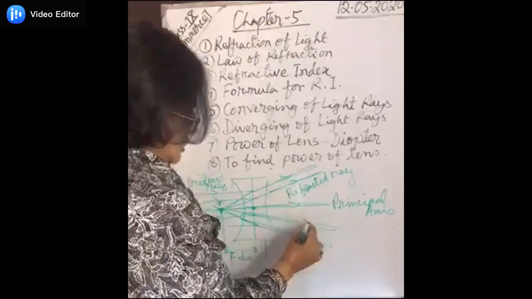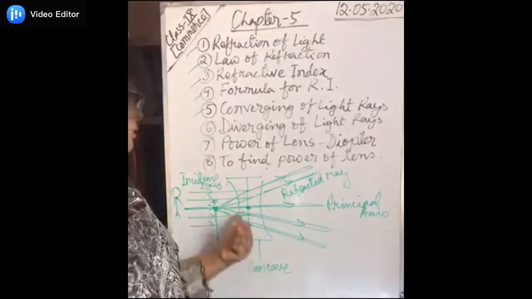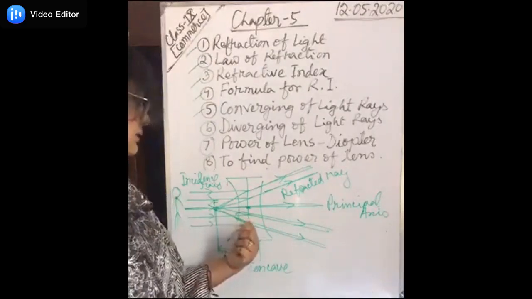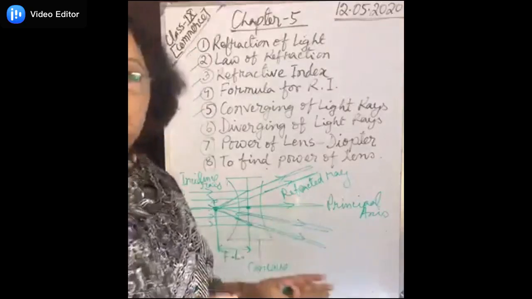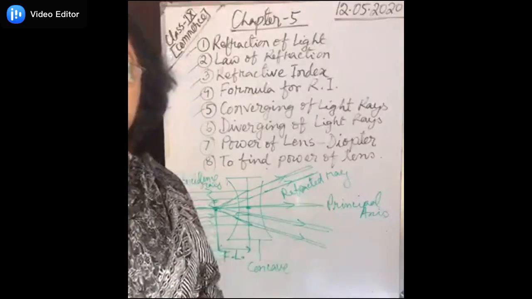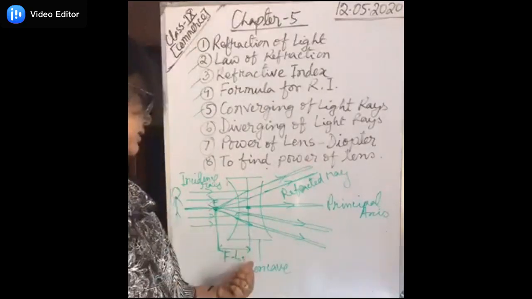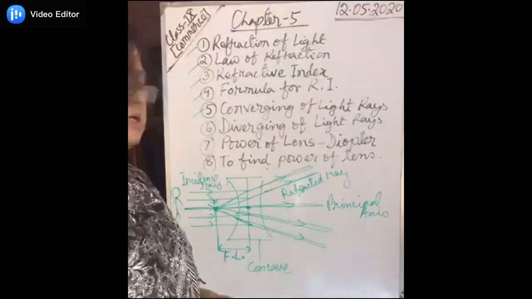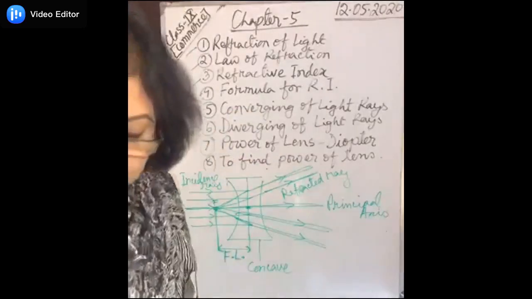Those are all traveling in this way, and when light falls on the lens, the rays come out on the other side without staying parallel. They go far away from one another, and this phenomenon is called diverging of light rays, and it occurs in a concave lens. That is the diverging of light rays. So let's go for the next one.